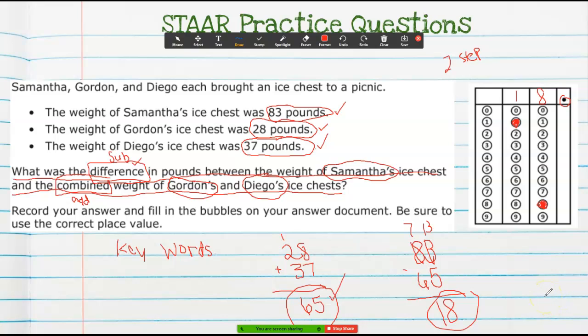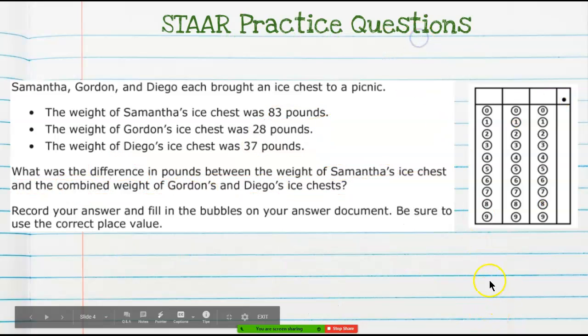Okay, so remember, I have 2 keywords, difference and combined, which means that my problem is going to be a 2-step problem. Sometimes it might just be 1 step where you're adding or subtracting, but sometimes it's going to be more than 1 step. If they tell you in the question, you're going to combine Gordon and Diego and then find the difference from Samantha. So here, I combined Gordon and Diego. I took my answer, subtracted it from Samantha's to get my answer. Okay? Let's go ahead and look at the next one.